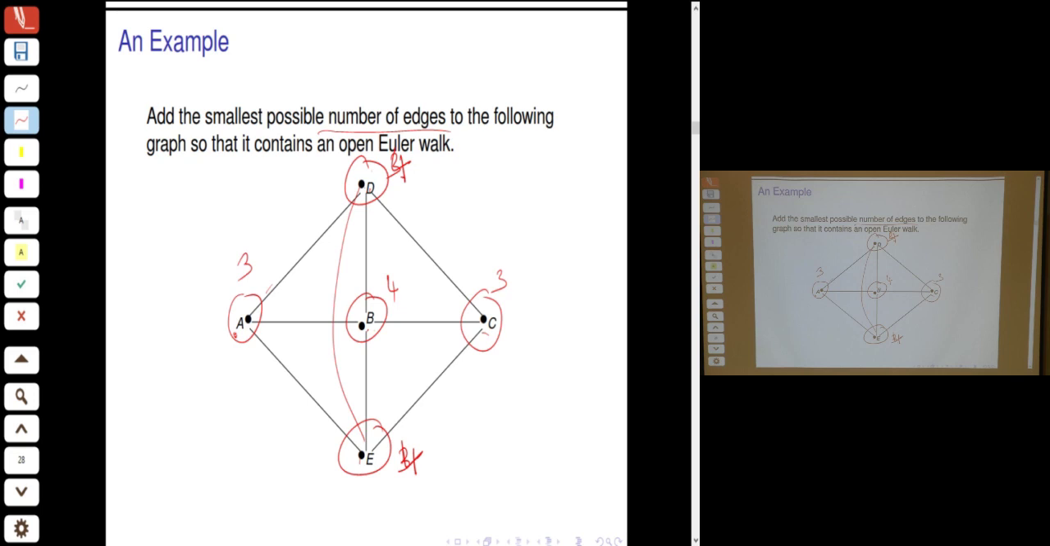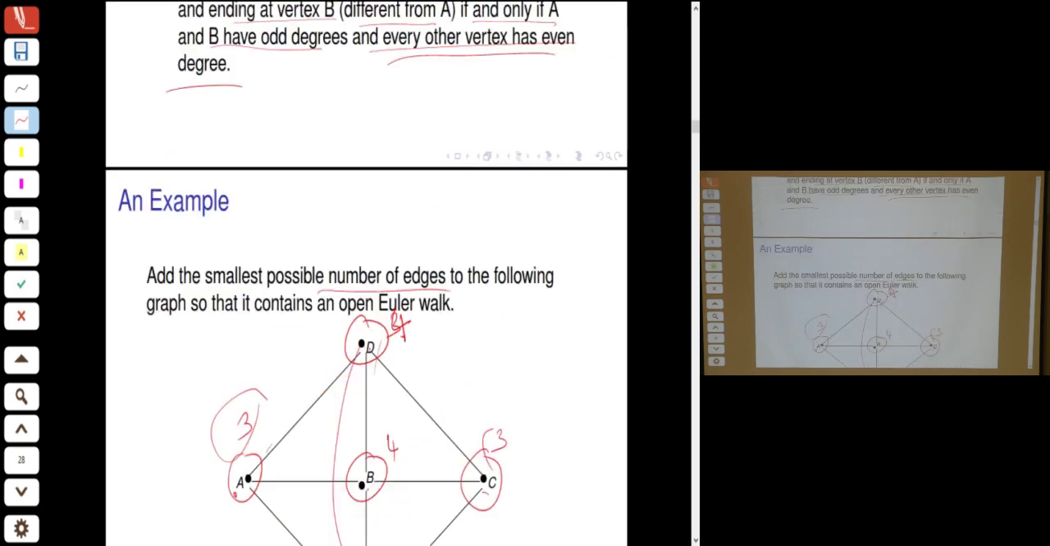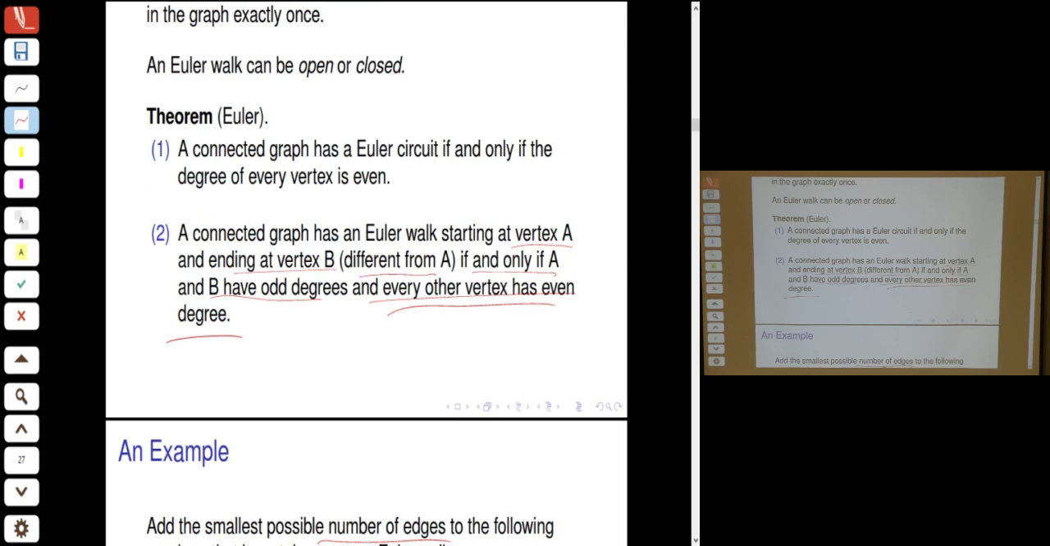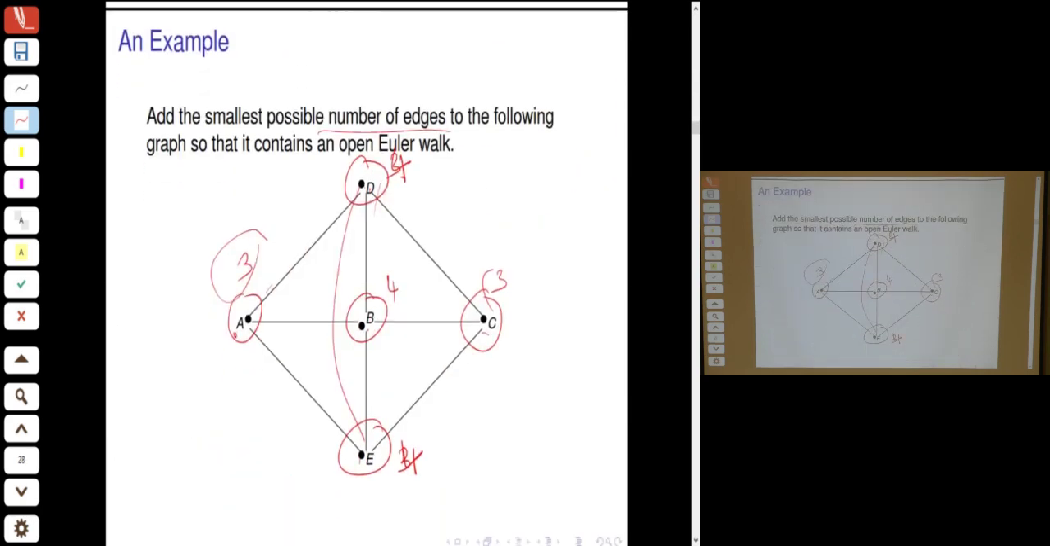So this graph has 5 vertices. 2 of these vertices have degree 3 and all the rest of the vertices have degree 4. So 2 vertices have odd degrees, the rest of the vertices have even degree, and the graph is connected. So we are in great shape to apply Euler's theorem and conclude that indeed you can have an Euler walk for this graph without actually constructing it by hand.